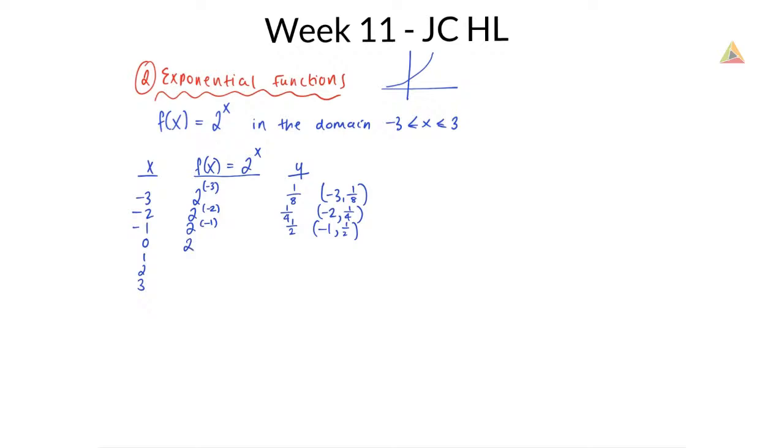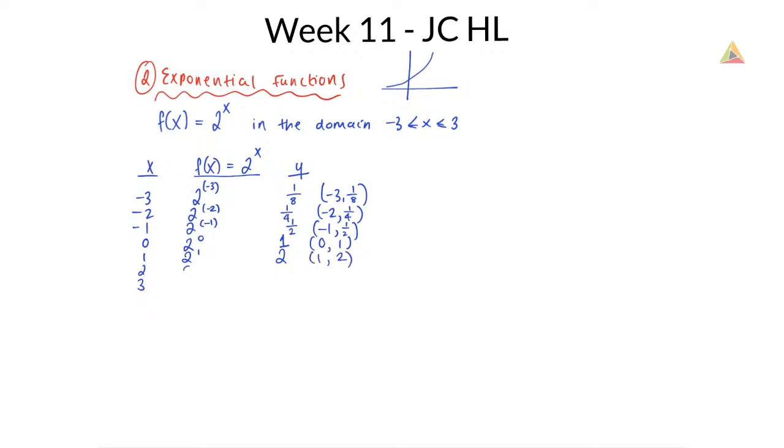0 is 2 to the power of 0. Now, anything to the power of 0 always gives you 1, so you need to remember that as a rule. So the point there is 0 and 1. Next point is 1, so 2 to the power of 1 is just going to be 2. So that point is 1, 2.